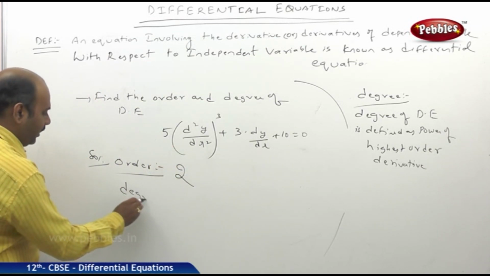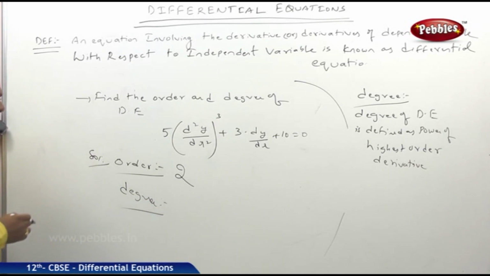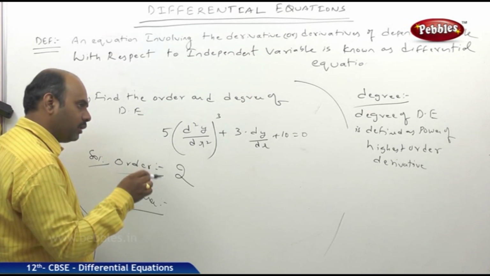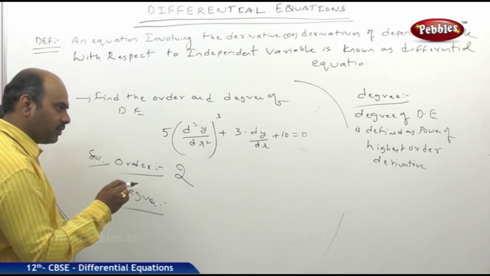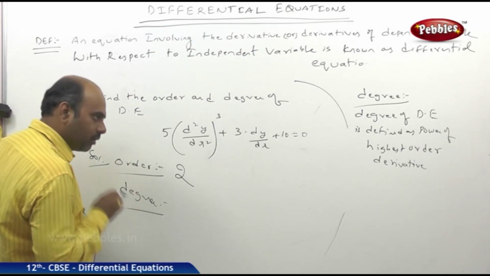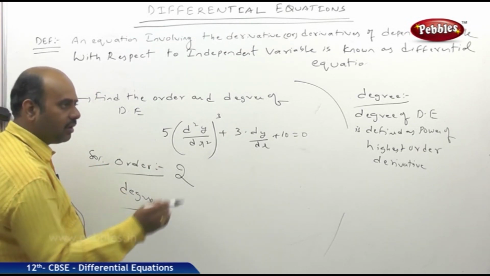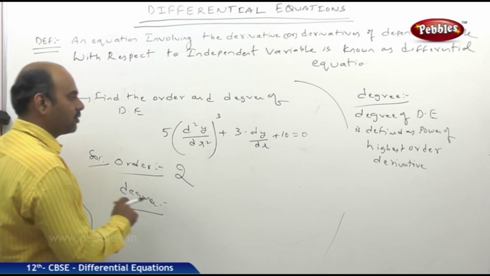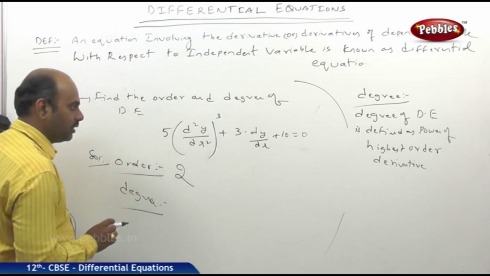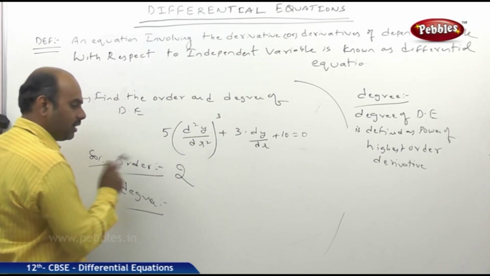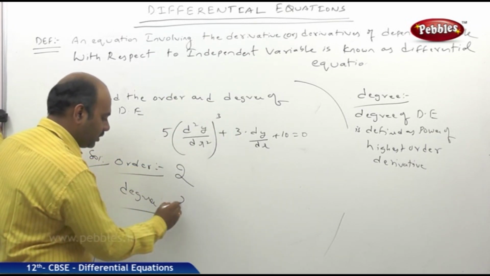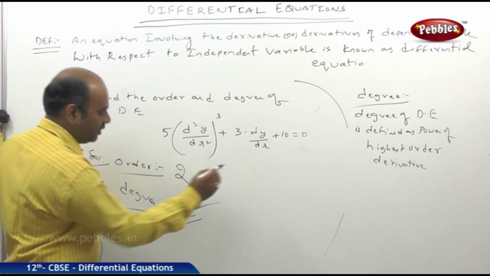Now degree. What do you mean by degree? You need to observe carefully what the highest derivative involved in the differential equation is and check the power of that highest order derivative. That power is nothing but the degree of a differential equation. If you observe carefully, here d square y by dx square is the highest order derivative. We have to see its power. What is the power of this? 3. Therefore the degree is 3.